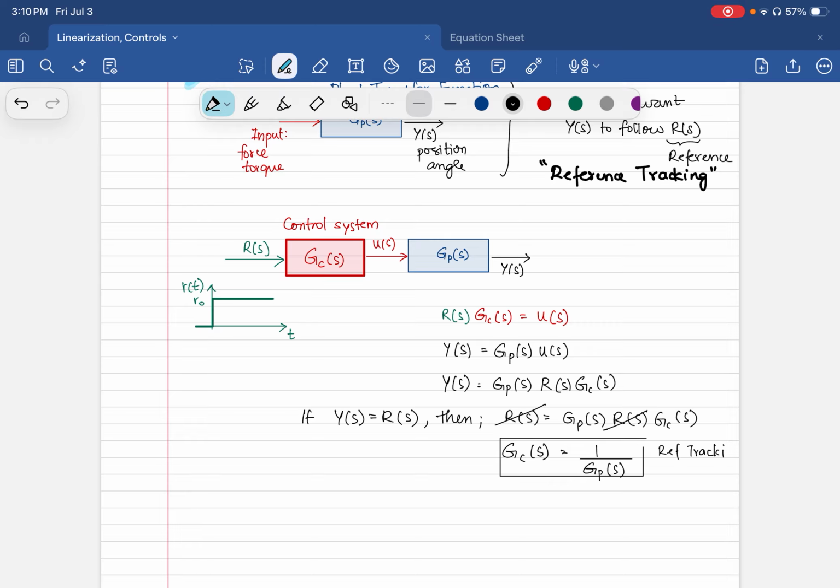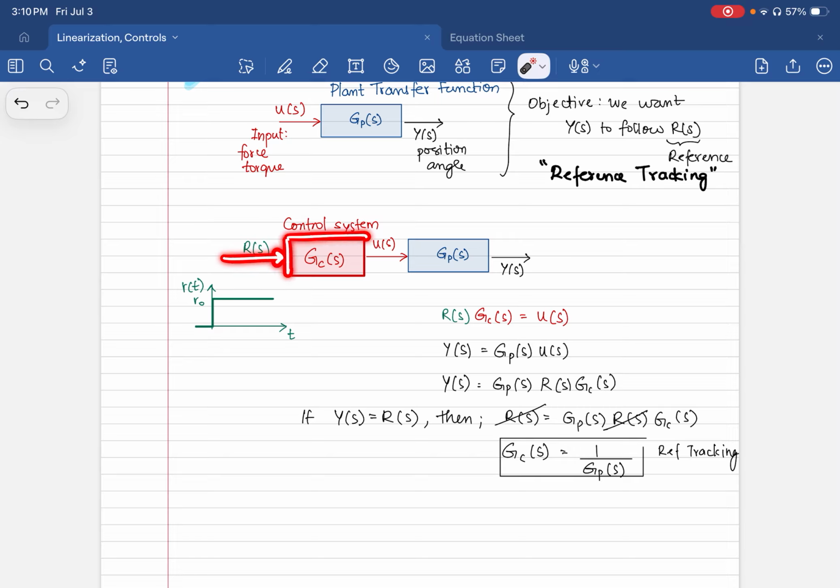In this extremely simple case, where we have just the reference coming in, we have the control system, and the output from the control system is the input to the plant. That gives us the output. If we do GC of S is equal to 1 over GP of S, then Y of S is going to be equal to R of S.